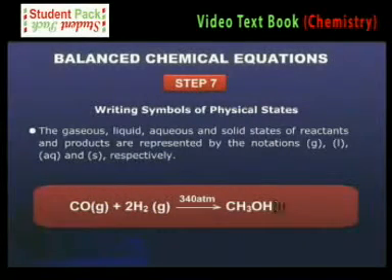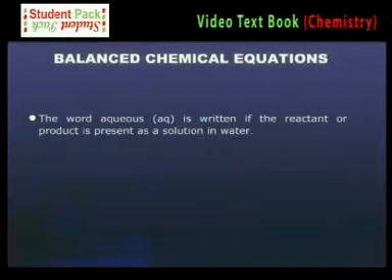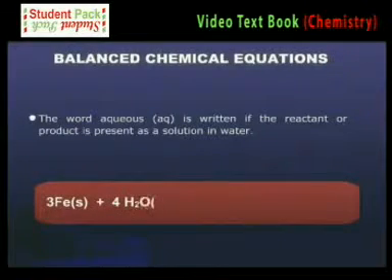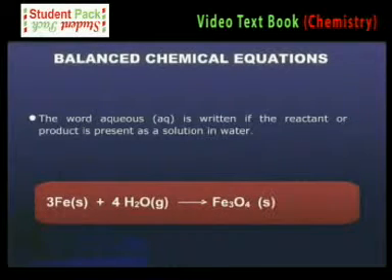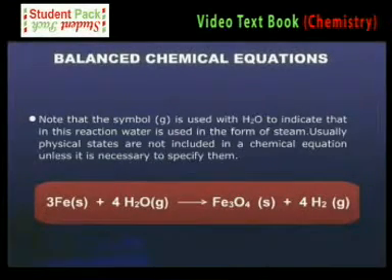The gaseous, liquid, aqueous or solid states of reactants and products are represented by the notation g, l, aq and s respectively. The word aqueous, which is aq, is written if the reactant or product is present as solution in water. Hence, the balanced equation can be rewritten as 3Fe(s) plus 4H2O(g) gives rise to Fe3O4(s) plus 4H2(g). Note that the symbol g is used with H2O to indicate that in this reaction water is used in the form of steam. Usually, physical states are not included in the chemical equation unless it is necessary to specify them.